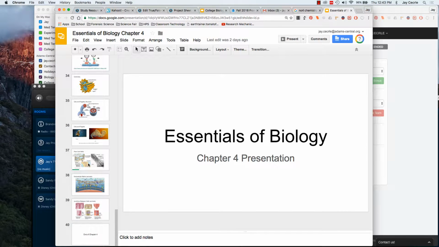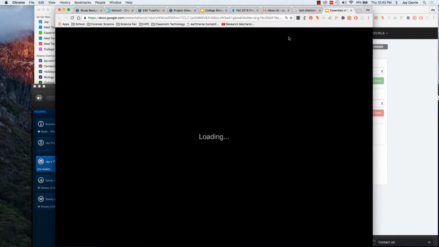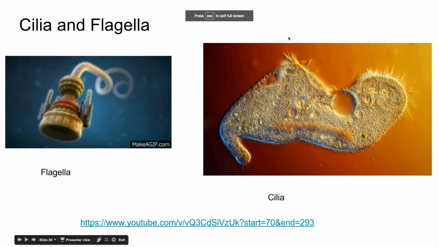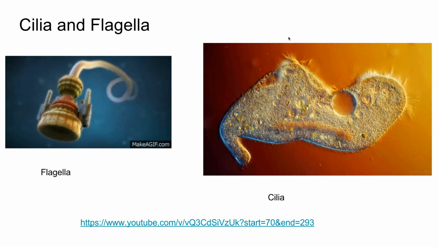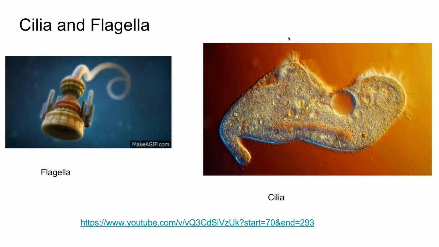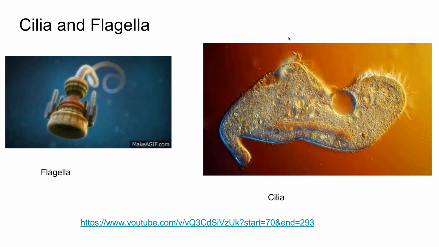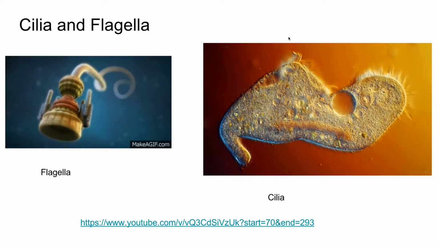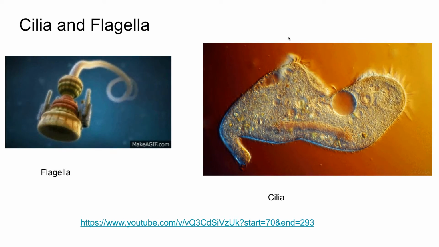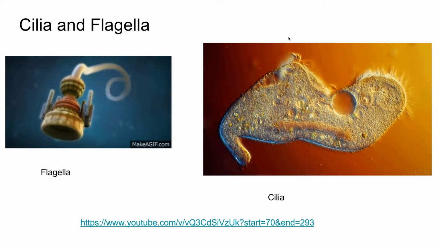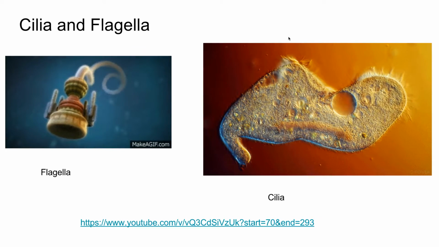Okay, so the cilia and the flagella was the last thing that we left off on. One thing to keep in mind is that the cilia and flagella both have that 9+2 arrangement to the microtubules that build them, whereas centrioles, which you mostly see in animal cells, have a 9+0 structure, meaning they don't have any microtubules in the center.